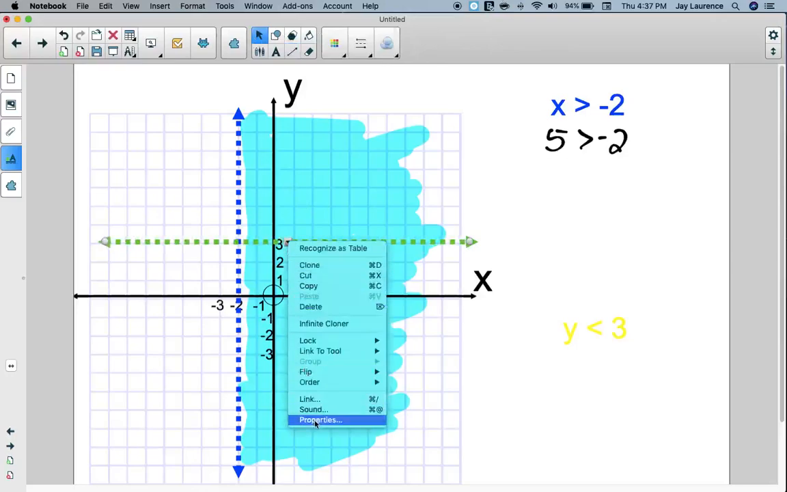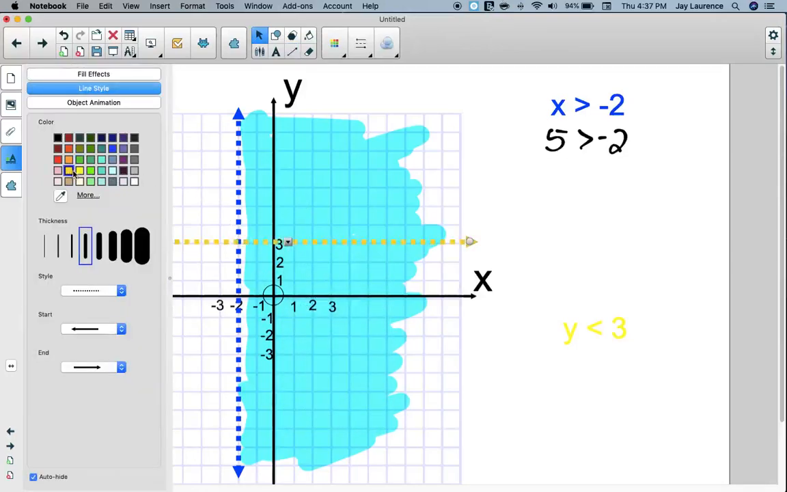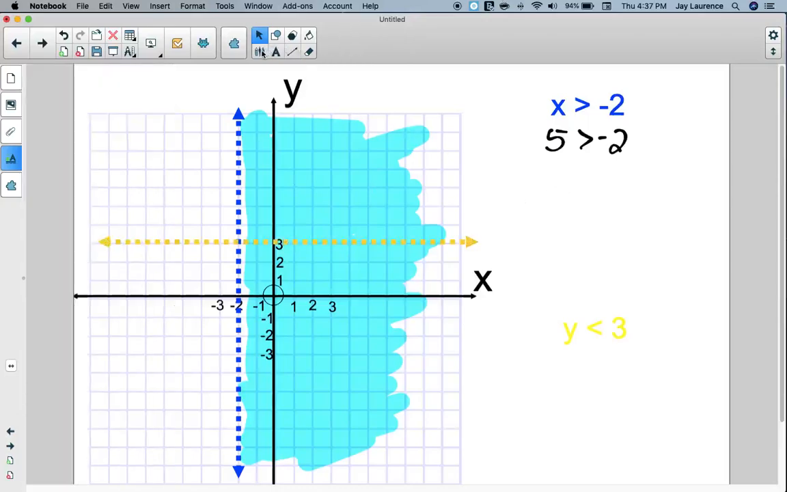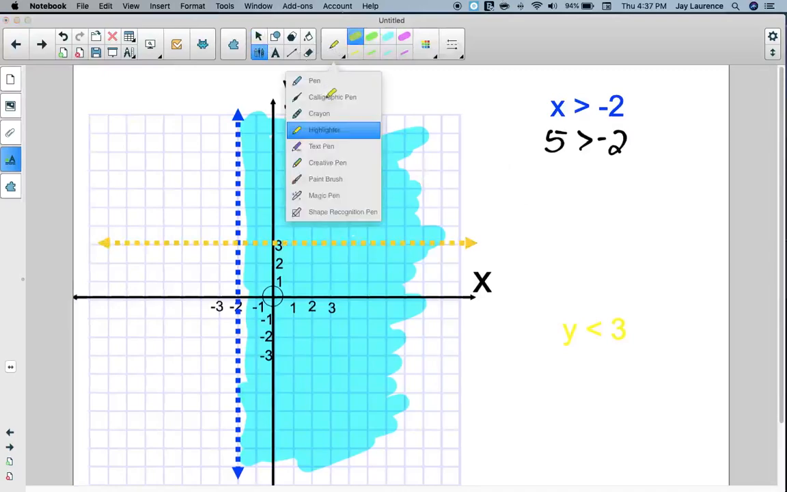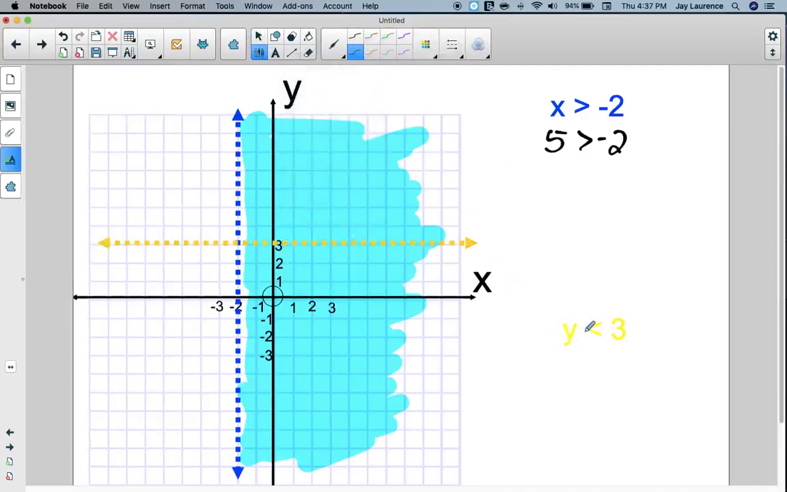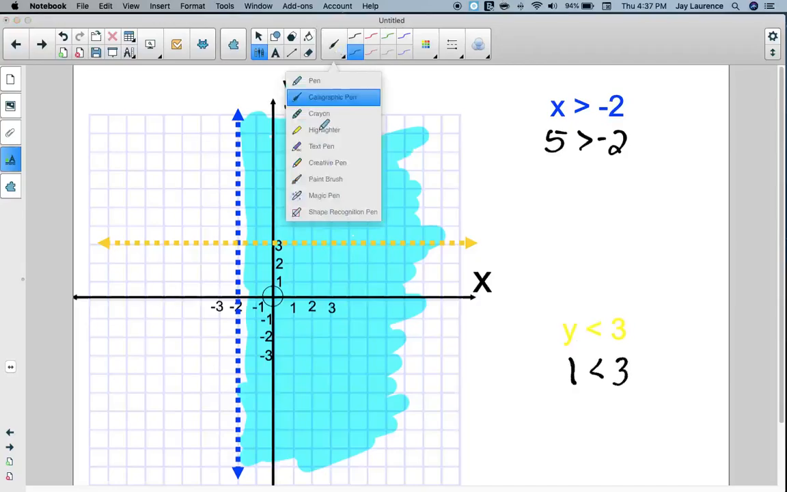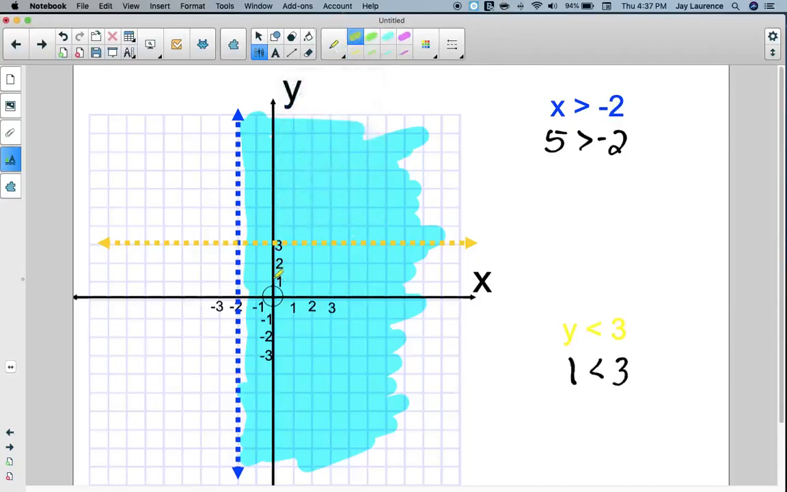Okay, so I'll make that yellow, or mustard, as I like to say. And I got to decide, where is this true? I gotta come up with a number that makes this true. Well, let me see here. 1 is less than 3, isn't it? So I'm going to go to where y is 1. Y is 1 right here. I've got to shade below the line. So I shade all of this because I'm below that yellow dotted line, right?